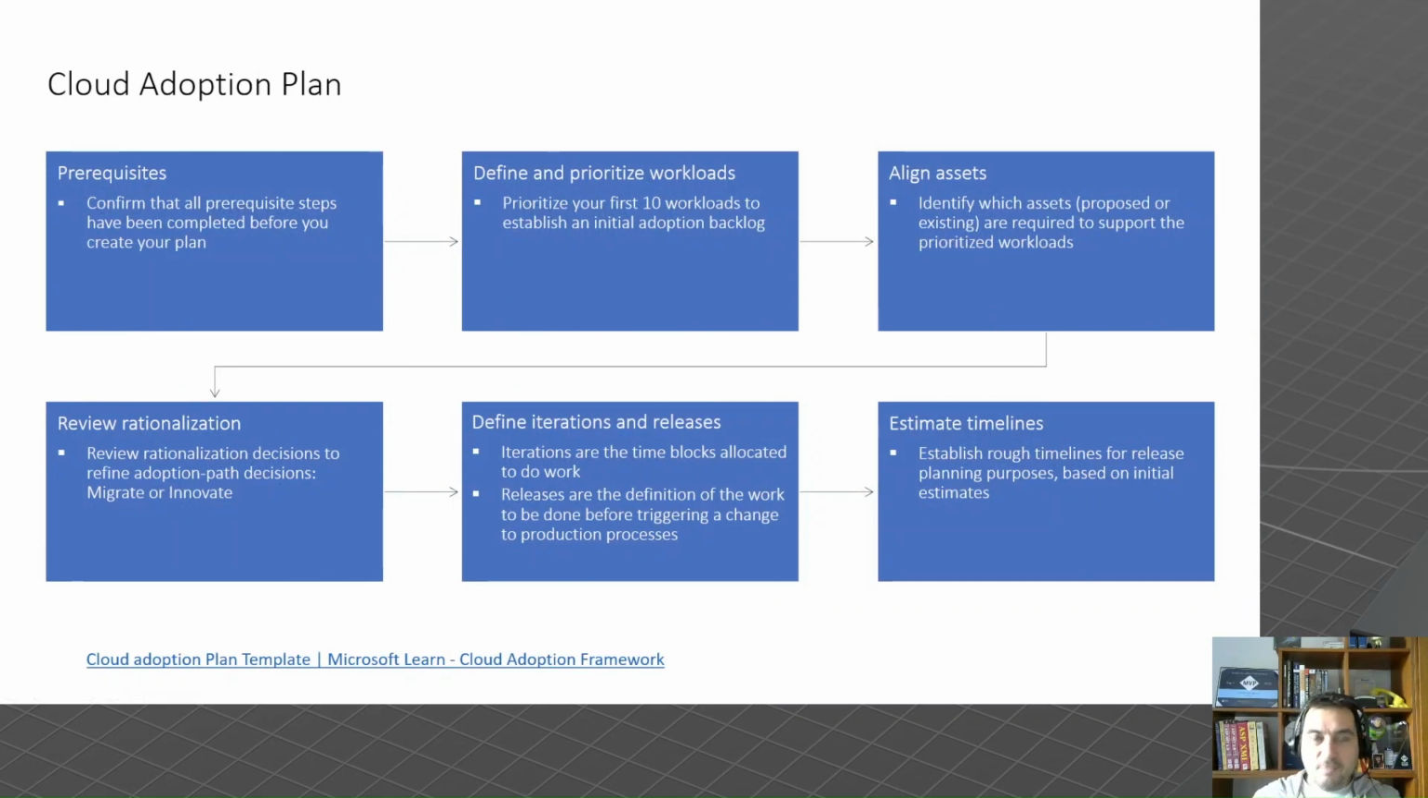Ultimately, if we finalize everything, we'll get a structure like this, right? So we have the prerequisites section in the cloud adoption plan. We define and prioritize the workloads. It says first 10 by default, but I would not go more than 5. Align the specific assets based on the prioritization list, so from a people, time, material perspective, as well as the other components related to the service.